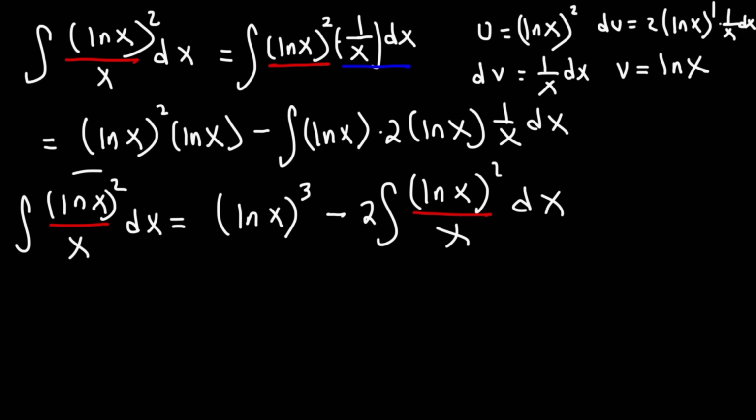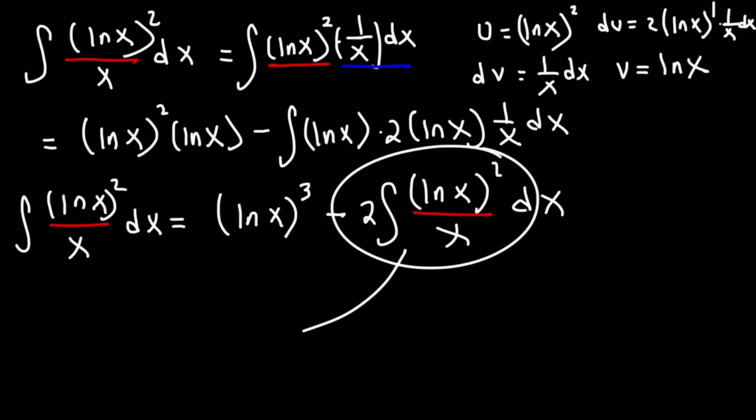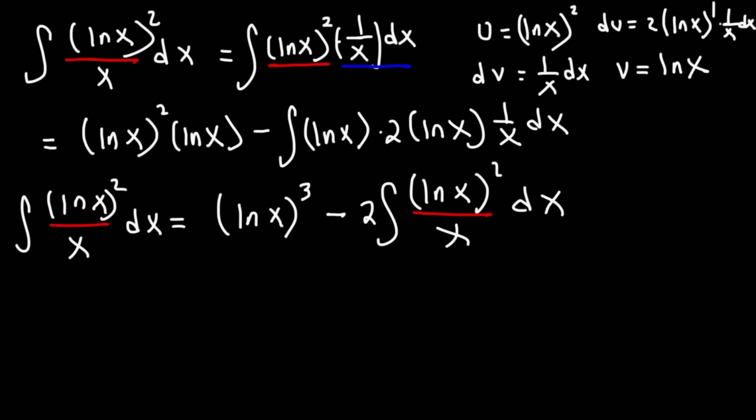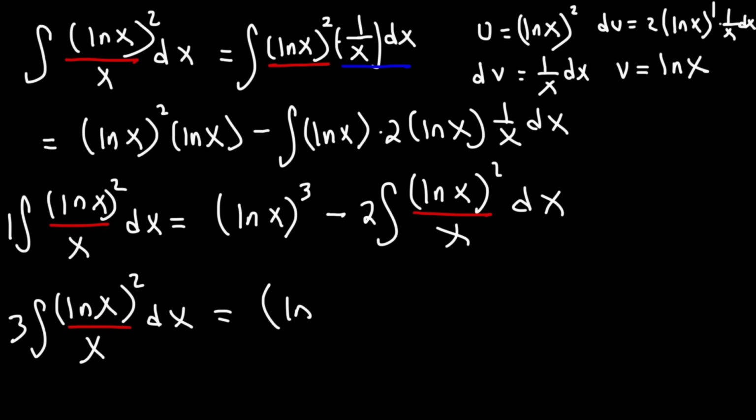And we need to realize that these two terms are similar. So we need to add this to both sides. Or if we move it to the other side, we'll basically add in 1 plus 2, which will become 3. So on the left side, we're going to have 3 integral ln x squared over x dx. And that's going to equal ln x to the third power.